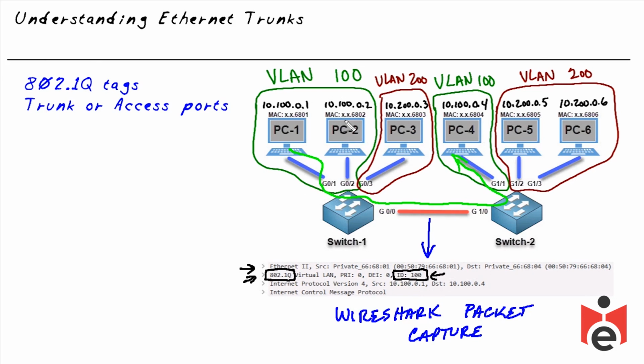So any frames associated with VLAN 100 that are going across this trunk link between switch 1 and switch 2, whether they're unicast frames for a specific host or whether they're a broadcast for all devices in that same VLAN, as those frames cross the trunk, they're going to get this additional little 802.1q tag so that the receiving switch knows exactly which VLAN that frame belongs to.